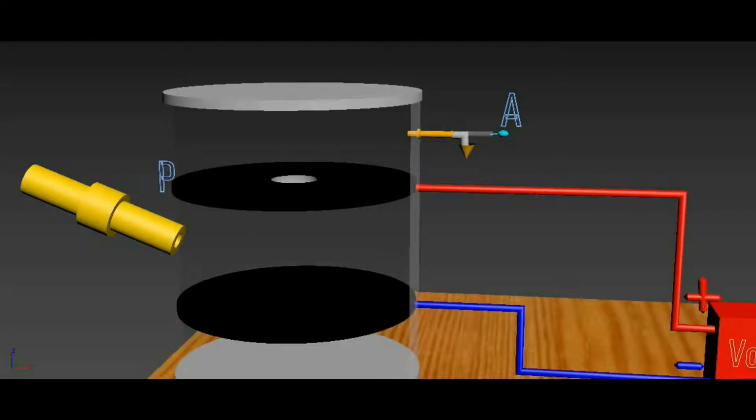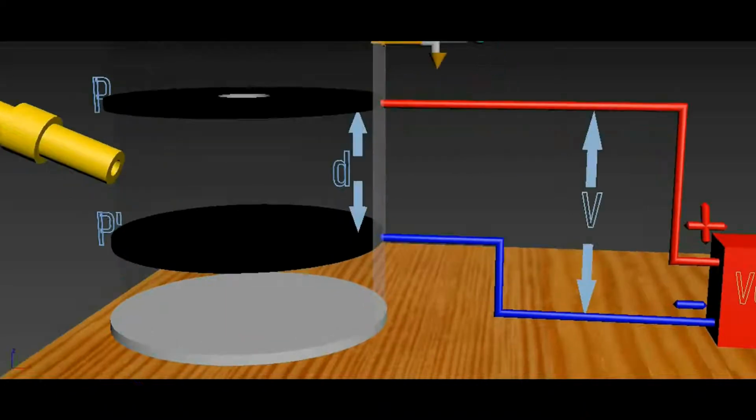First, he called the upper plate P and the lower plate P'. The distance between the two plates is denoted by D, and the voltage between the two terminals of the battery is V.